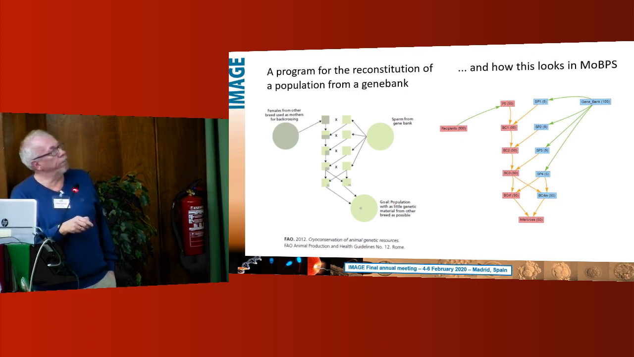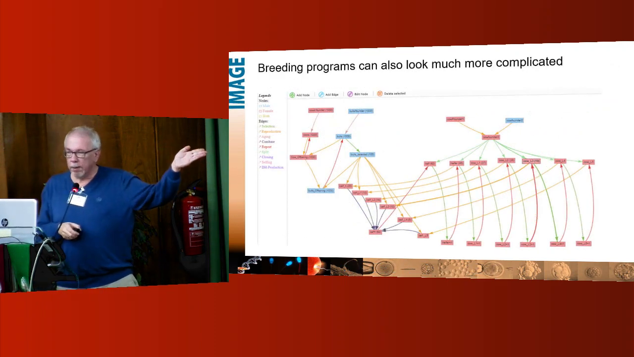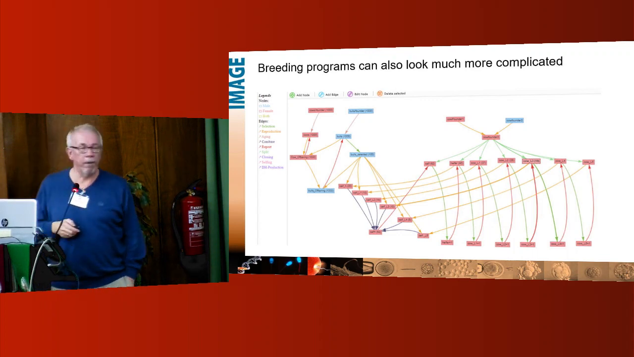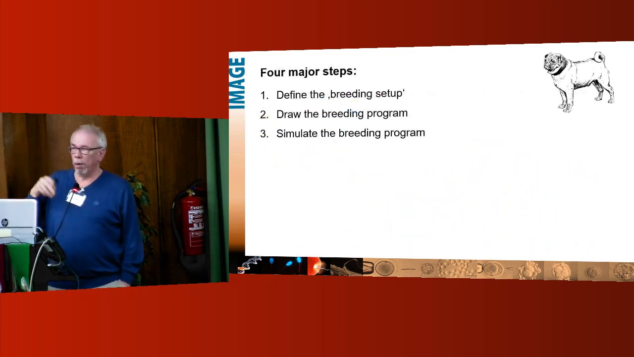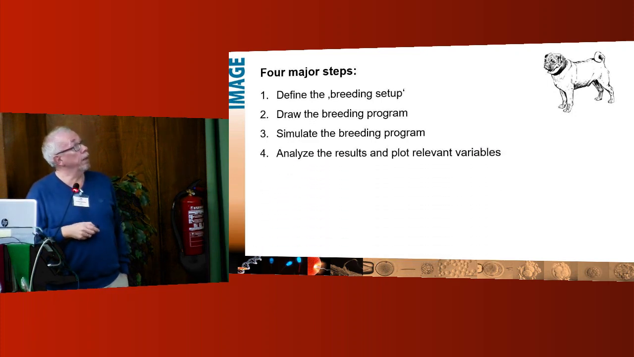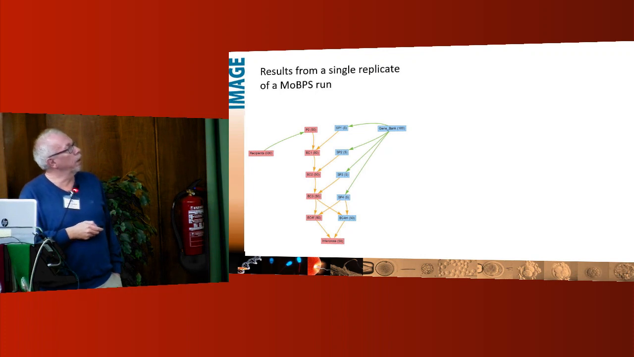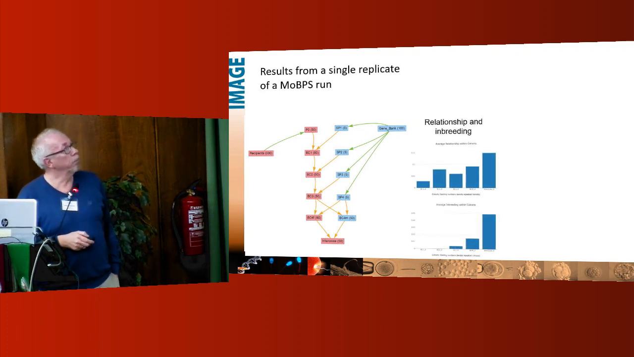The red ones are the females, the blue ones are the males, and so on. This is a simple one. This is a slightly more complicated one, but you can bring this to every type of complexity you wish. Then once you have drawn the breeding program, you push a button and say simulate, and then it simulates. And then you can analyze the results and plot the variables you're interested in. For a single MOPS run, of course, you can replicate these things. For example, the simulation goes through in a few seconds or so.